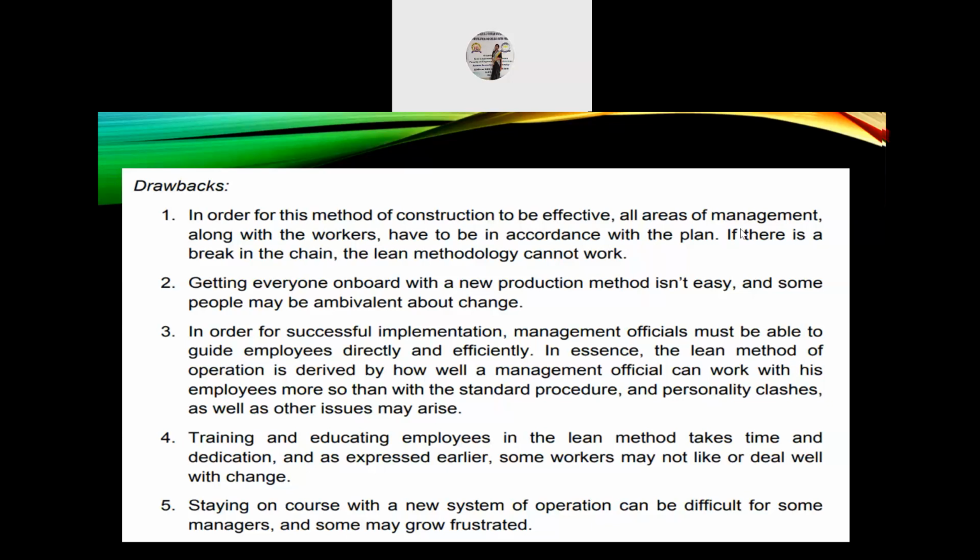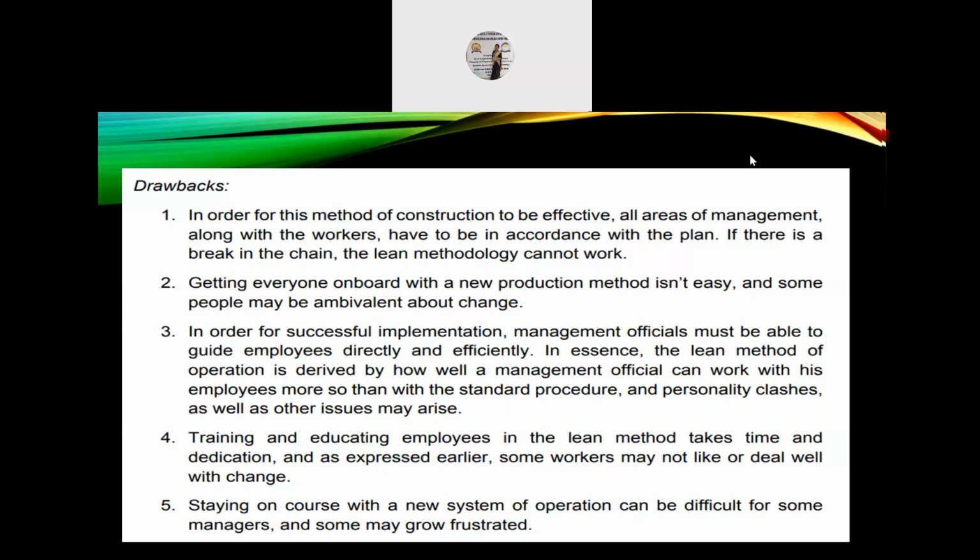Number three, in order for a successful implementation, management officials must be able to guide employees directly and efficiently. In essence, the lean method of operation is derived by how well a management official can work with his or her employees more so than with the standard procedure, and personality clashes as well as other issues may arise. Number four, training and educating employees in the lean method takes time and dedication, and as expressed earlier, some workers may not like or deal well with the changes.